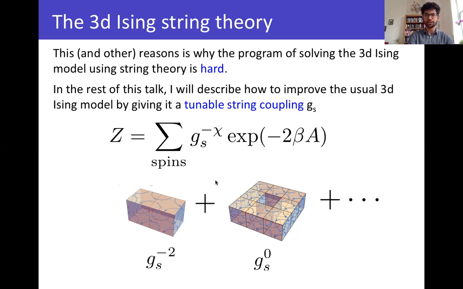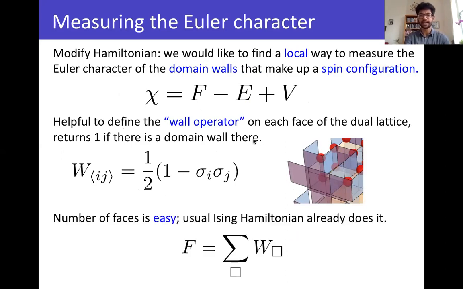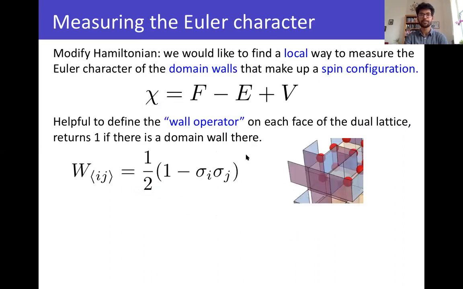Okay, let's try to do this. What I want to do is modify the Hamiltonian to give this theory a string coupling that weights each configuration not only by the area, but also by this Euler character. It turns out this is possible to do just by modifying the Ising Hamiltonian.